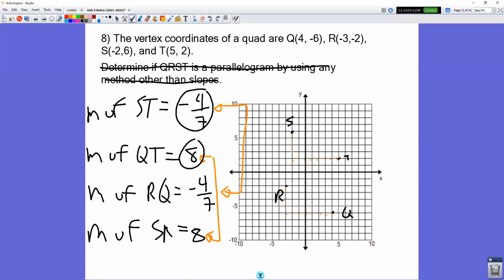All right, so just a reminder there, we'll be looking for those when we get to rectangles and squares. We'll get to that in a future lesson, but just remember that opposite reciprocal slopes will help you determine if you have right angles. All right, so this is a parallelogram only. It's not upgraded to a rectangle or a rhombus or a square. All right, so just wanted to quickly go over that one.